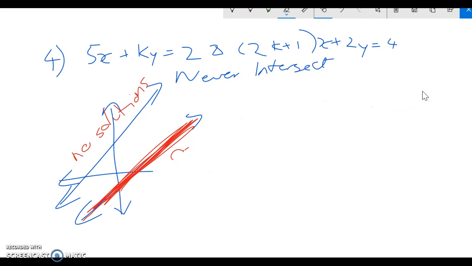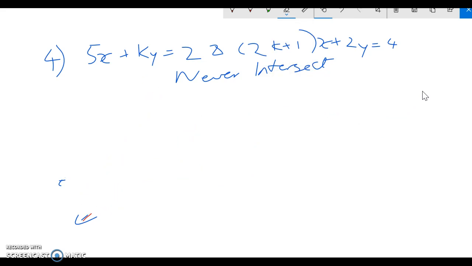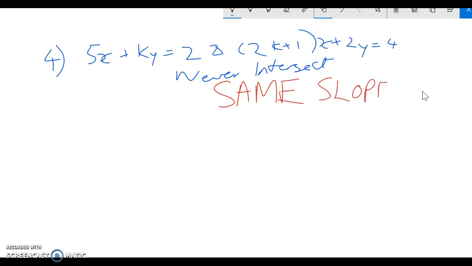What we have to worry about is the fact that they say they never intersect. If they never intersect, it means same slope. That's what it's saying. And that's what you do in these questions. Work out what it's really saying. So if it's the same slope, and k, can't we just find the slope of each and equate them and hope that k is in there? Yeah, let's do that. How do we find that?